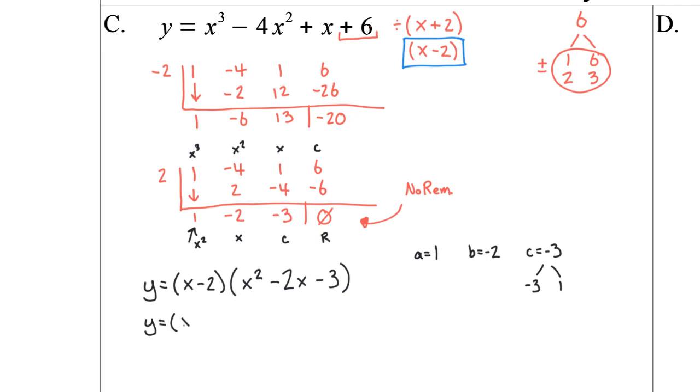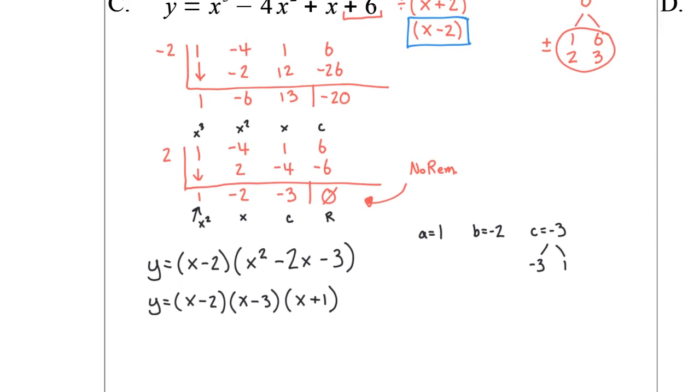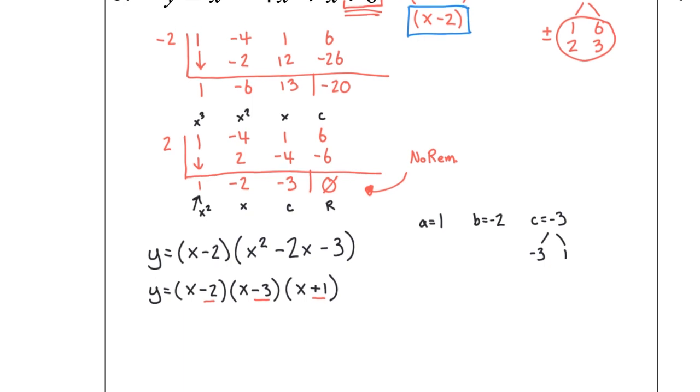So we can actually rewrite this as x minus 2, x minus 3, and x plus 1. And there's our final factored form here. And yeah, look, it checks out because we said we were going to get this 6 at the end. And if we have -2 times -3 times +1, we get +6. So it definitely worked out.